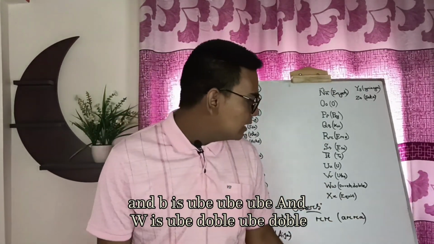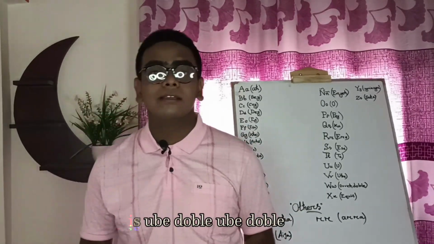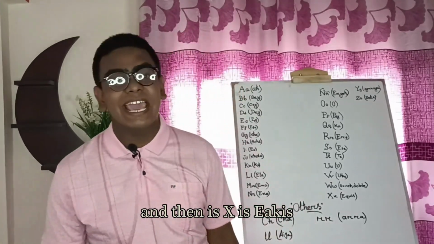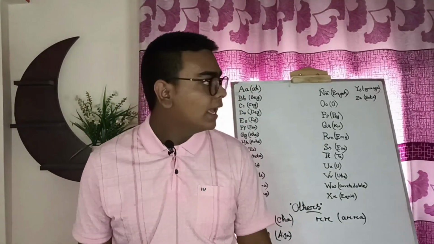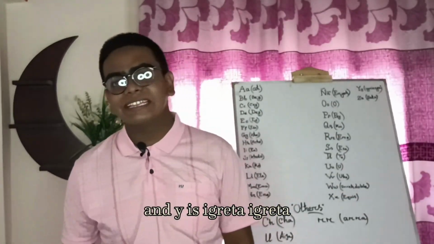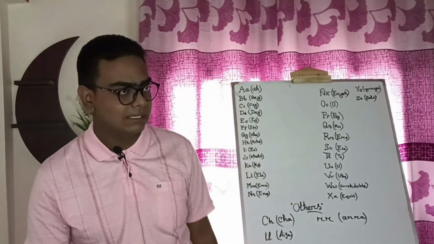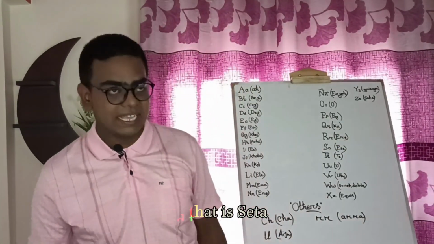and W is V doble, and then is X is X, and Y is Y, and Z is Z.